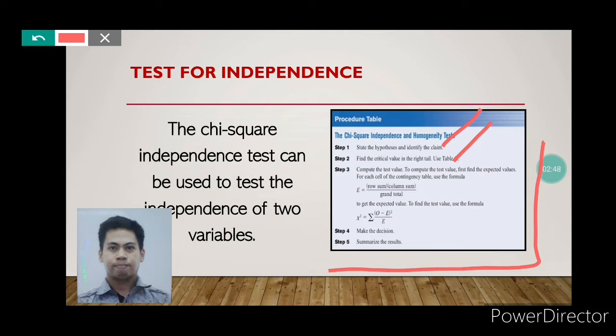To compute the test value, first is to find the expected values for each cell of the contingency table using the formula E is equal to row sum multiplied by column sum over grand total. And to find the test value, use the formula chi-squared is equal to the summation of (O minus E) squared over E. And step 4 is to make the decision. Step 5 is to summarize the result.